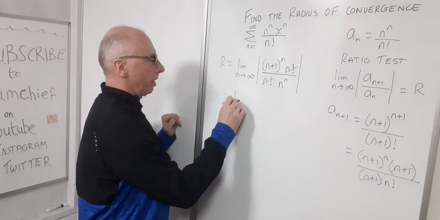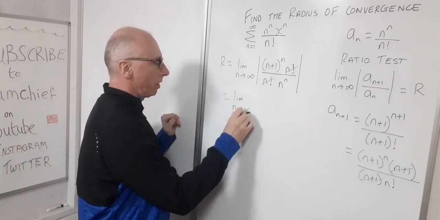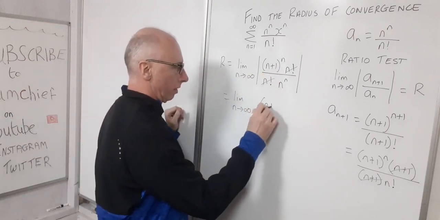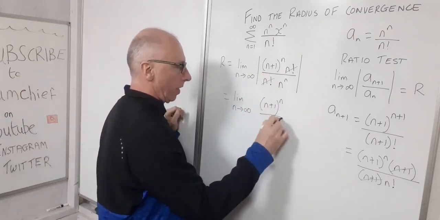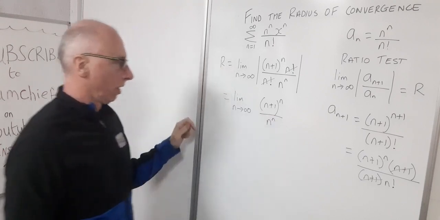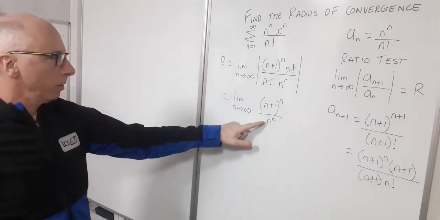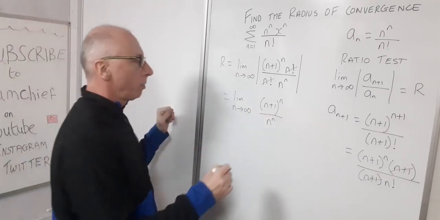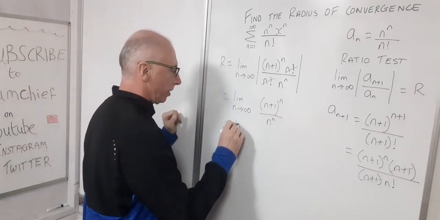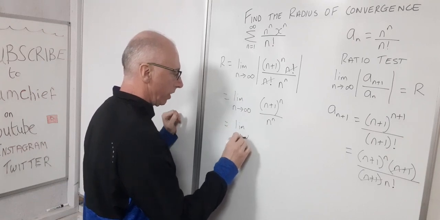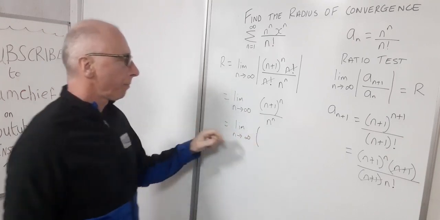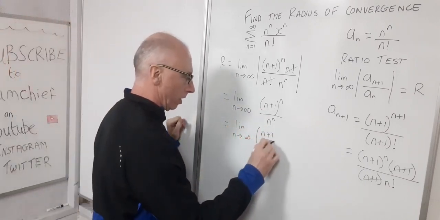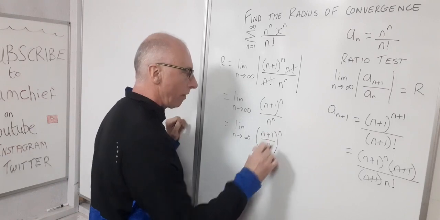So the limit as n approaches infinity is n plus 1 to the n divided by n to the n. Okay, now both terms in the top and bottom are to the power of n. So we can rewrite that as the limit as n approaches infinity of n plus 1 divided by n, all to the power of n.